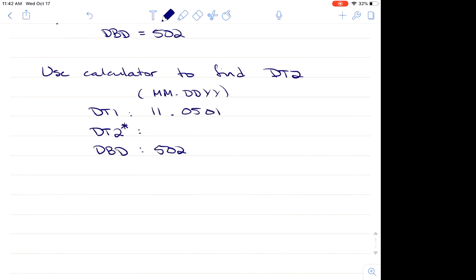Same idea as before. So going into the date function, your first date is 11.0501, enter. Even though there's going to be a date in date 2, you can just ignore it for now, and then we're going to go back and compute it. So the days between dates now is the one we're changing. So 502, enter. And then scroll up to the second date and hit compute. It was a Saturday, March 22nd, 2003.